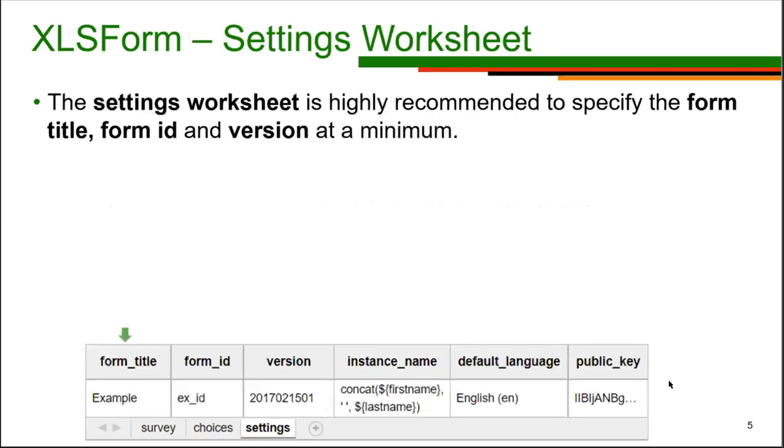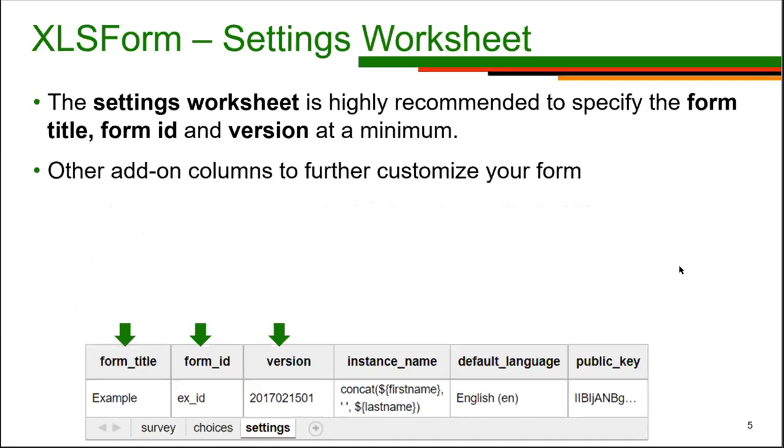The last worksheet that will appear in your Excel form is the settings worksheet. So this is highly recommended to specify the form title, the form ID, and the form version. And these will, of course, be mandatory. Basically, they'll be required for you to give a title to your form, to give an ID to each of those forms, because it needs to have a unique ID and a version number.